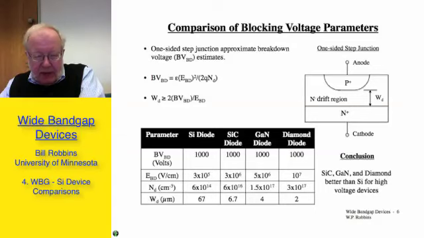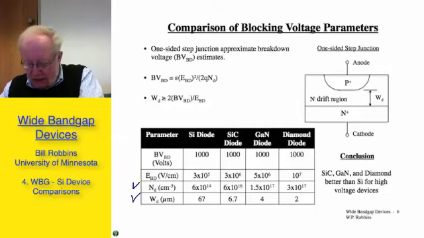And what I've done here is computed for the same breakdown voltage of 1,000 volts. I've computed using the breakdown field strength and the other material parameters what the doping density has to be in each drift region and what the length of that drift region has to be. In silicon, we're talking about 6 times 10 to the 14th donors. We're talking about 67 microns for the drift region length.